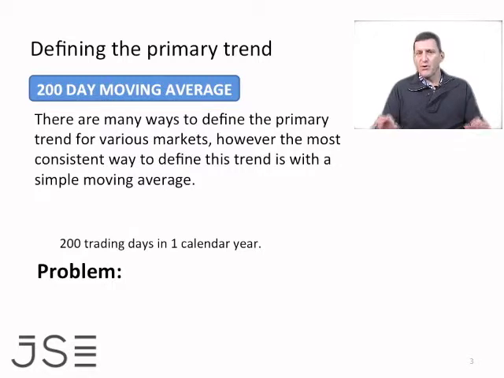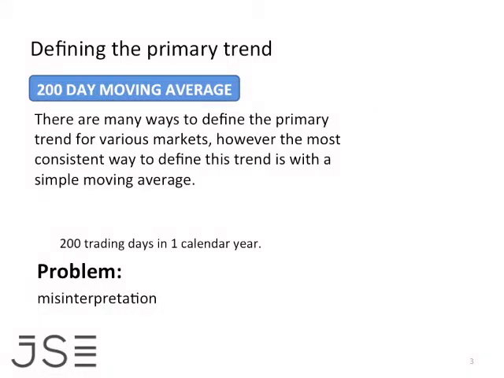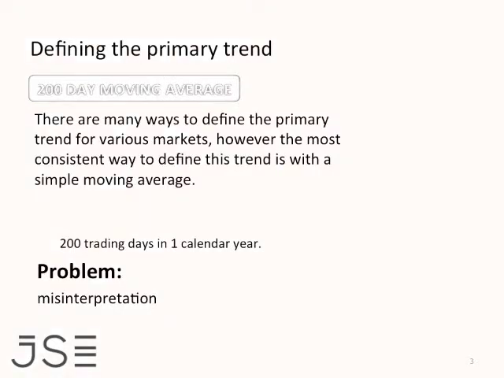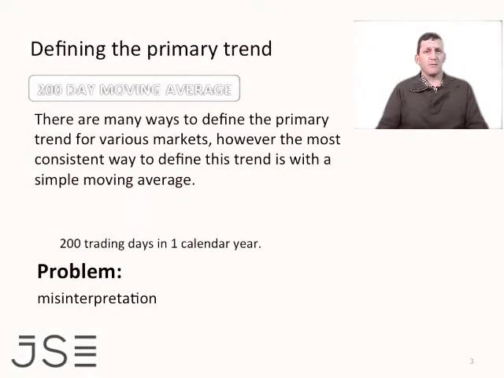However, there is a problem when one looks at a 200-day moving average, and this problem is basically the misinterpretation that many investors and many pundits will have when interpreting the 200-day moving average. So we understand that there's a misinterpretation that most investors and pundits will have when looking at a 200-day moving average. In the following topics, we'll try and demystify this by showing you exactly how a 200-day moving average will define a bull market as well as a bear market.